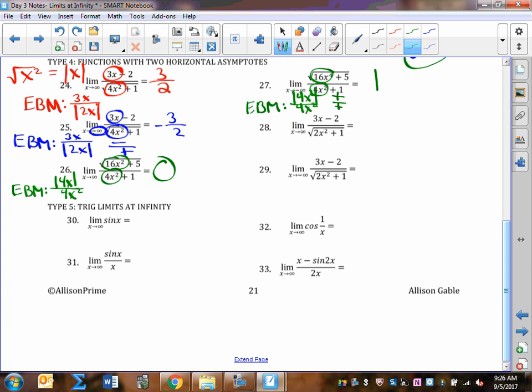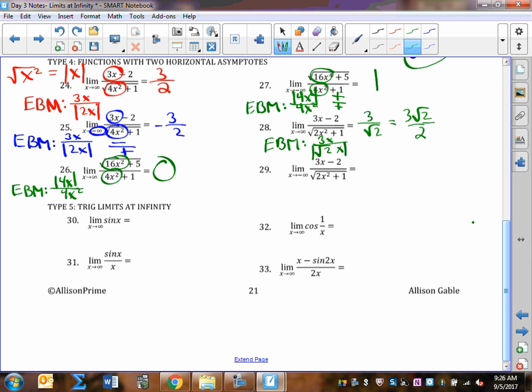I think this one ends up being the same asymptote on both sides. All right, so then 28, again, we're going to have for end behavior model 3x over the absolute value of the square root of 2x. So positive infinity gives us positive on top, positive on the bottom, so we're good. 3 over root 2, which when we rationalize is 3 root 2 over 2. Good with that one?